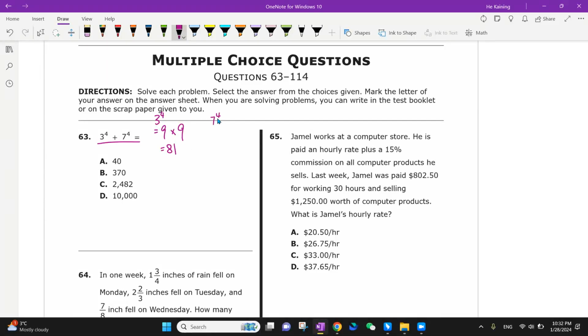Now 7 to the 4th power, we do the same thing, which is 7 times 7 is 49, times another 49. That requires calculation, which is lining up 49 together and doing the multiplication. And it's going to be 441, 1,960, which adds up to 2401. Adding 2401 plus 81, we get 2482, which is right here.